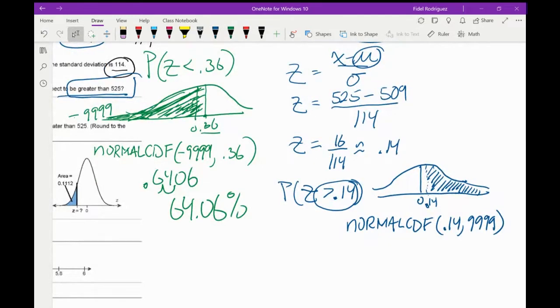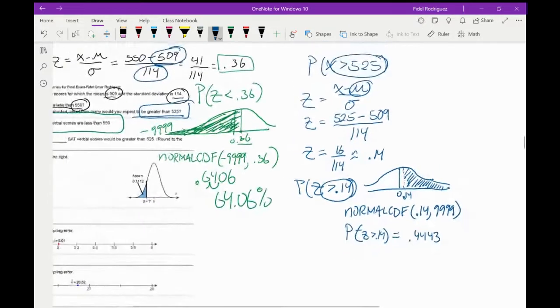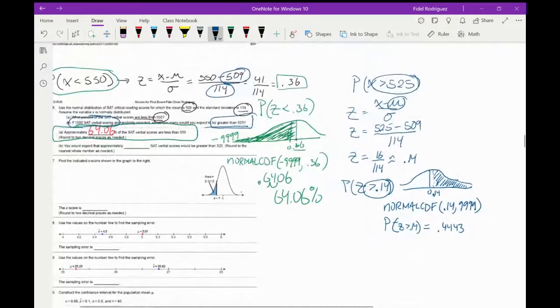So I'm going to do it just like I did before, guys. If it's okay with y'all, I'm just going to do this here on my calculator. I'm going to go to normal CDF. My lower limit is 0.14. My upper limit is four nines. And to 4 decimal places, the probability that Z is greater than 0.14, I am coming up with 0.4443.